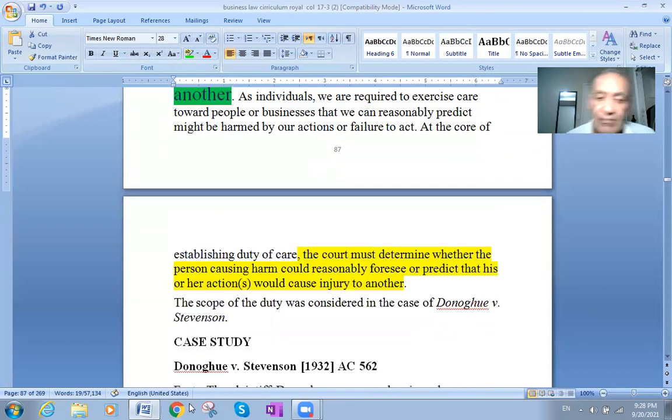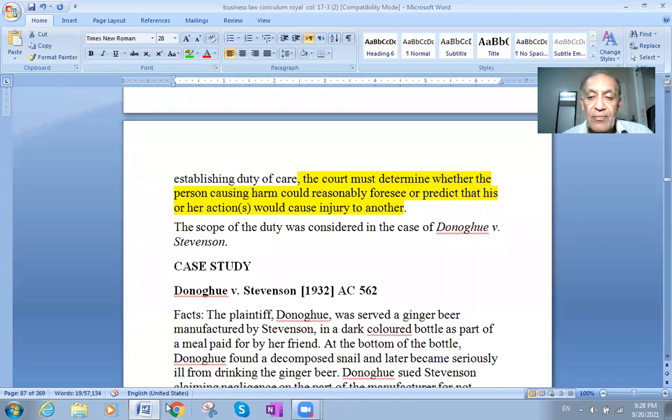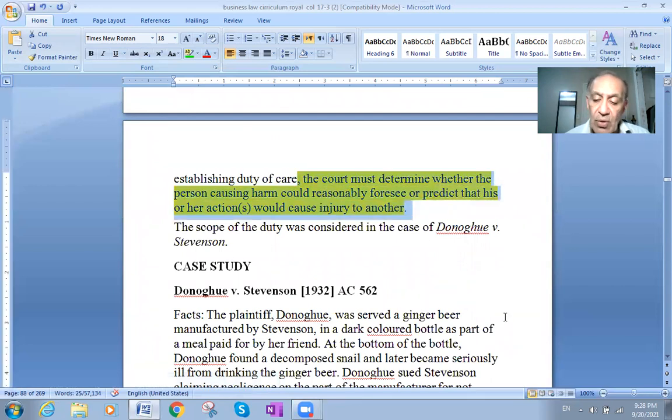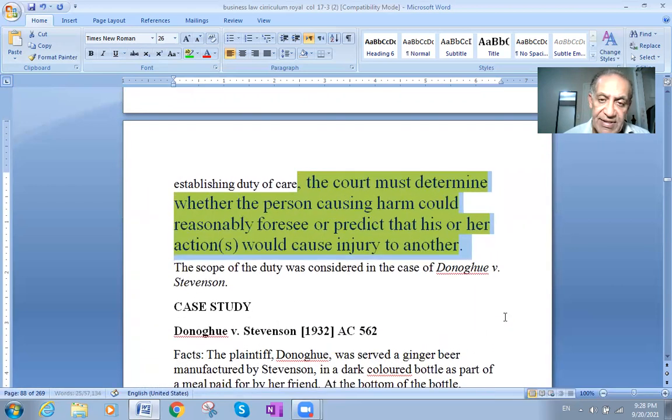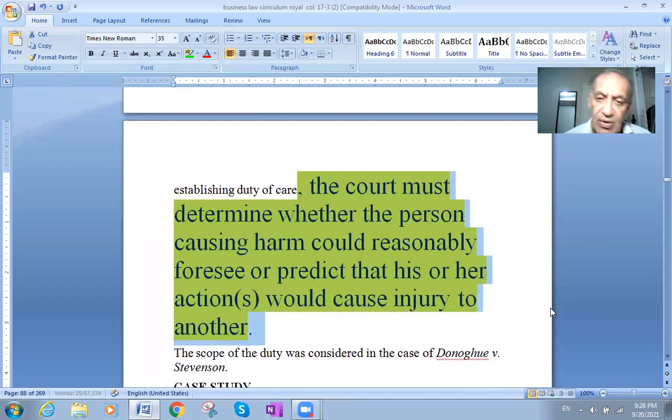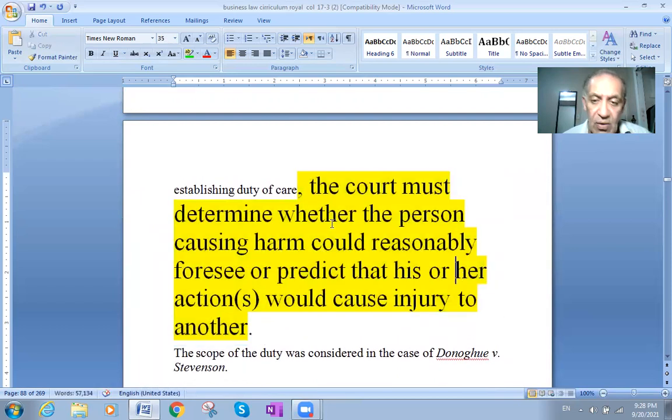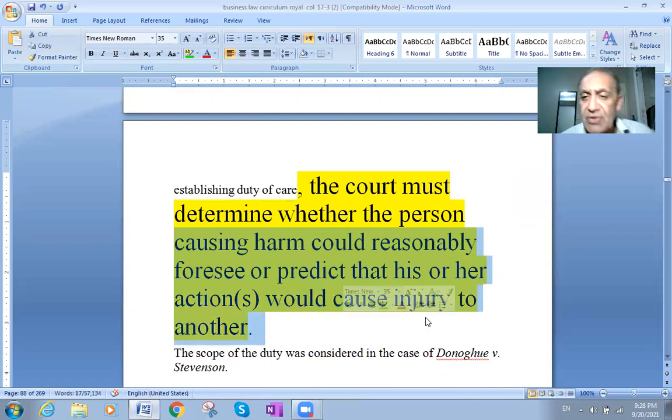Now, the role of the court in that case is what? The court must determine whether the person causing harm could reasonably foresee or predict that his or her action would cause injury to others. So this is the role of the court.